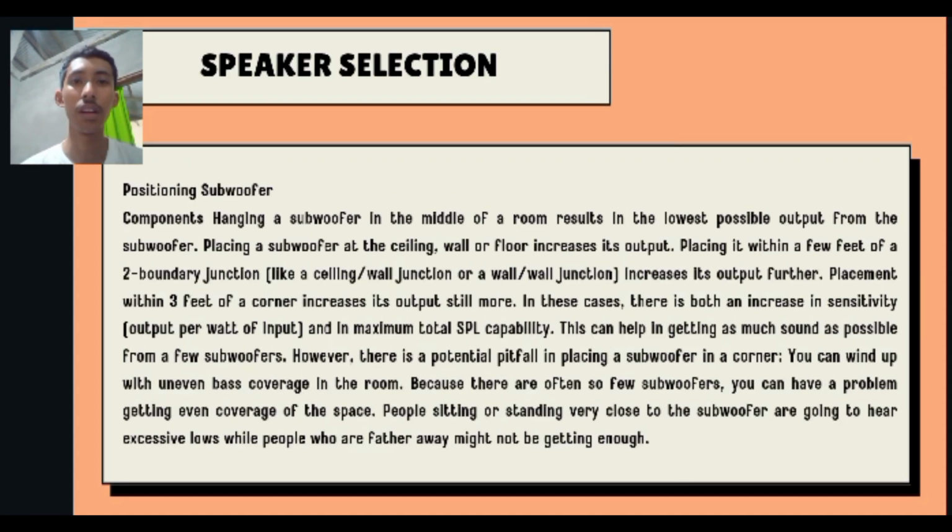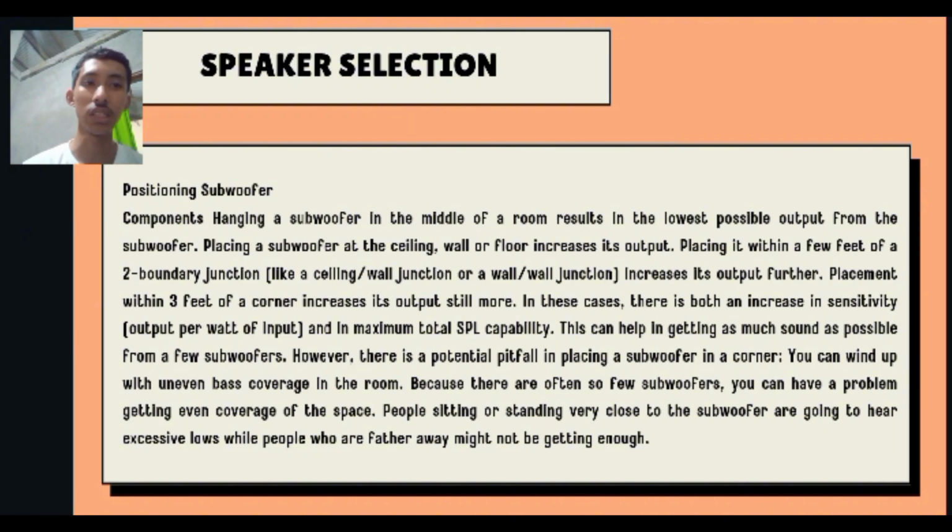Positioning subwoofers. Hanging a subwoofer in the middle of a room results in the lowest possible output from the subwoofer. Placing a subwoofer at the ceiling, wall, or floor increases its output. Placing it within a few feet of two boundary junctions, like a ceiling-wall junction or a wall junction, increases its output further. Placement within 3 feet of a corner increases its output still more.